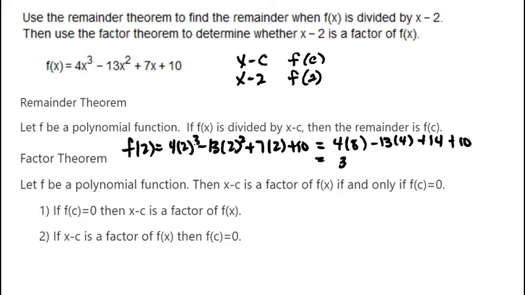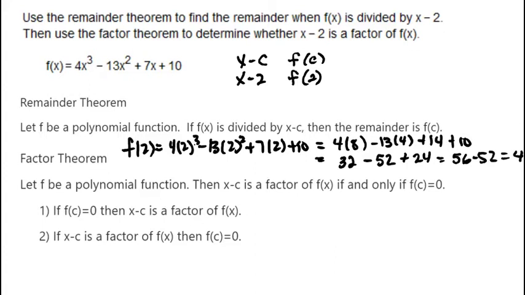4 times 8 is 32. 13 times 4 is 52. And 14 plus 10 is 24. 32 plus 24 would be 56. 56 minus 52 gives us a remainder of 4. So the remainder of f of x when it's divided by x minus 2 is 4.